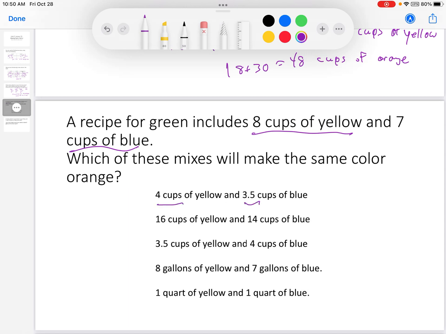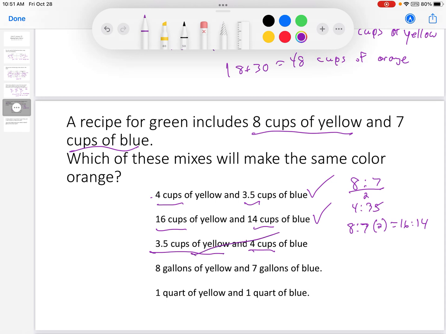4 cups and 3.5. Well, 8 and 7, divide them by 2. We get 4 and 3.5. So this one is yes. 16 cups and 14 cups. 8 and 7 times 2 will get 16 and 14. So this one is yes. 3.5 cups of yellow and 4 cups of blue. Well, look, that's this one, but backwards. And if it's backwards, it's wrong. So this one is not correct.